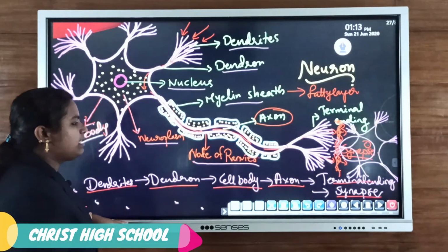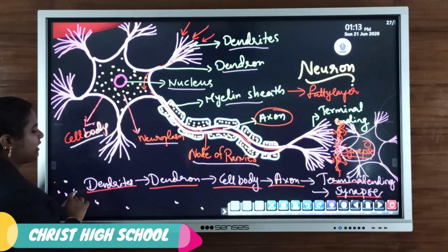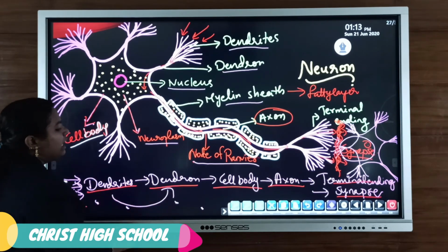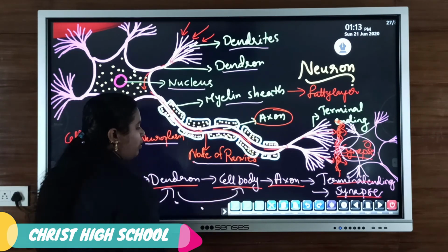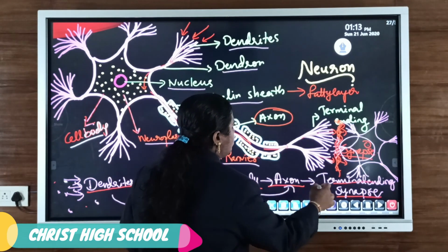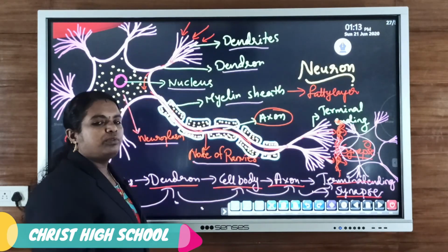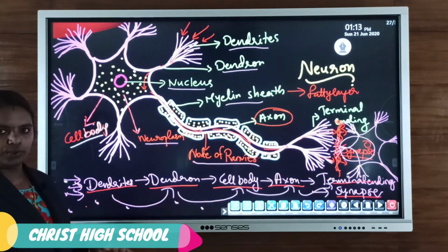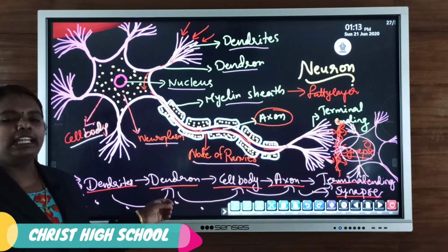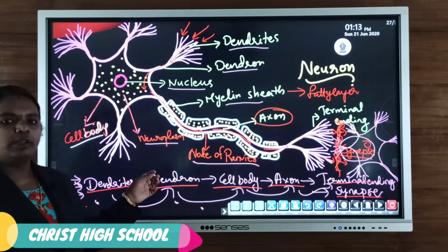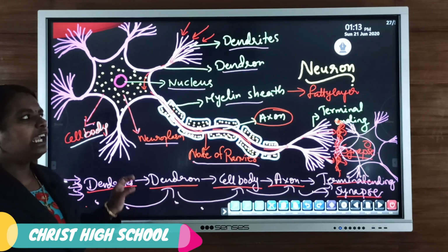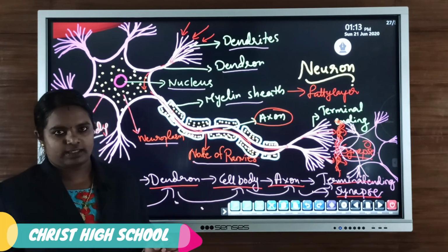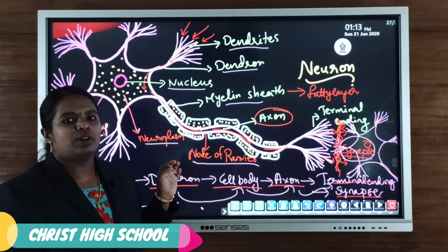So the nerve impulse transmission takes place like this: dendrites collect the message or information from the surrounding area and transmit the impulses to the dendron. Then the dendron carries the impulse to the cell body, then from the cell body to the axon, and from the axon to the terminal ending. And through the synapse, the nerve impulse is transmitted from one neuron to another. So nervous tissue mainly helps in the transmission of nerve impulses from one part to another, and in this way it controls and coordinates all the bodily actions. So all these are the main types of animal tissues.